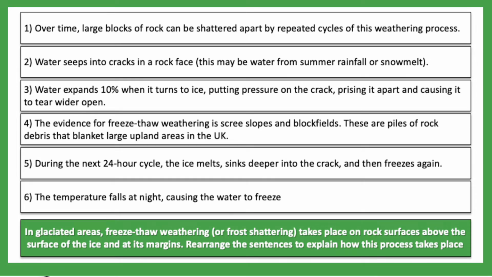We have: over time, large blocks of rock can be shattered apart by repeated cycles of this weathering process. Water seeps into the crack in a rock face. This may be water from summer rainfall or snowmelt. Water expands 10% when it turns to ice, putting pressure on the crack, prizing it apart and causing it to tear wider open. The evidence for freeze-thaw weathering is scree slopes and block fields. These are piles of rock debris that blanket large upland areas in the UK. During the next 24-hour cycle, the ice melts, sinks deeper into the cracks and then freezes again, and the temperature falls at night, causing the water to freeze.